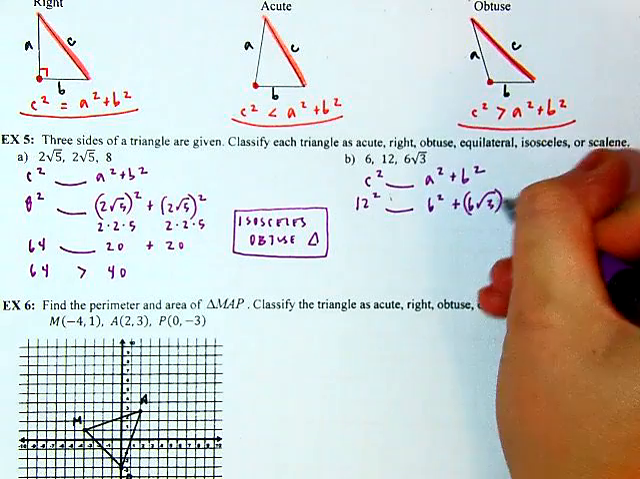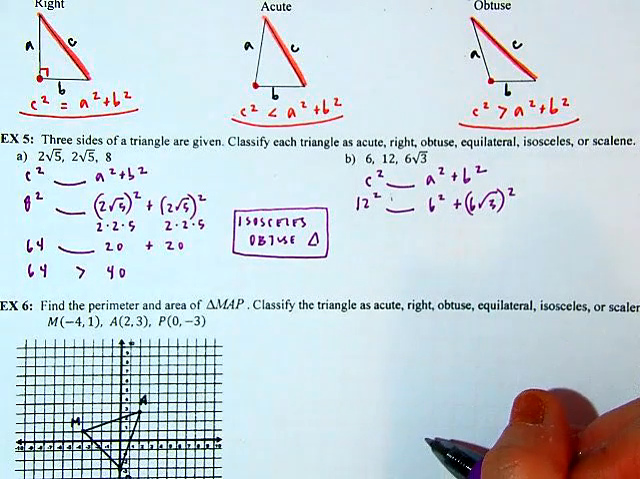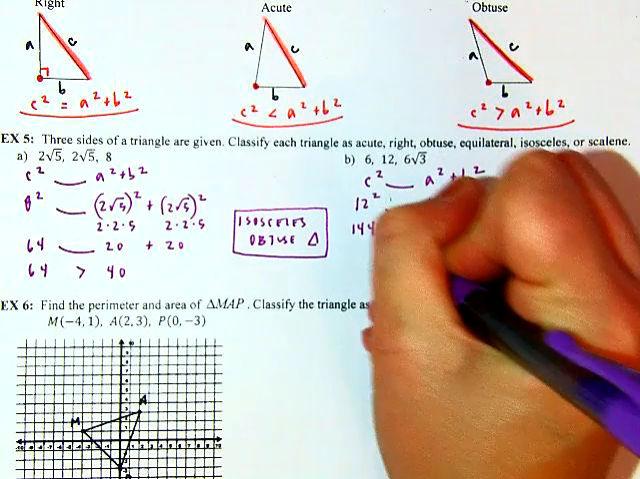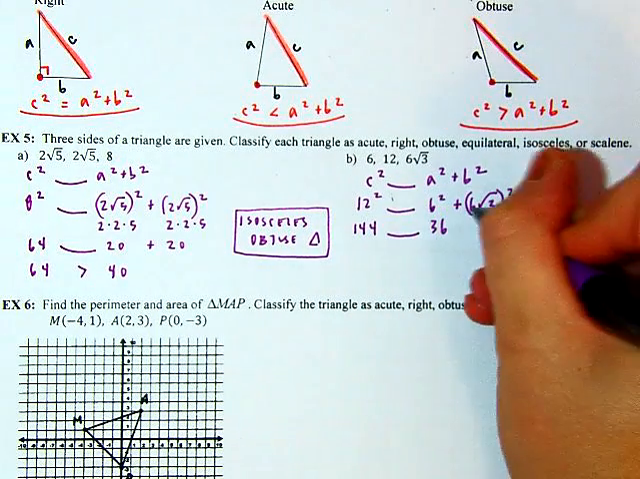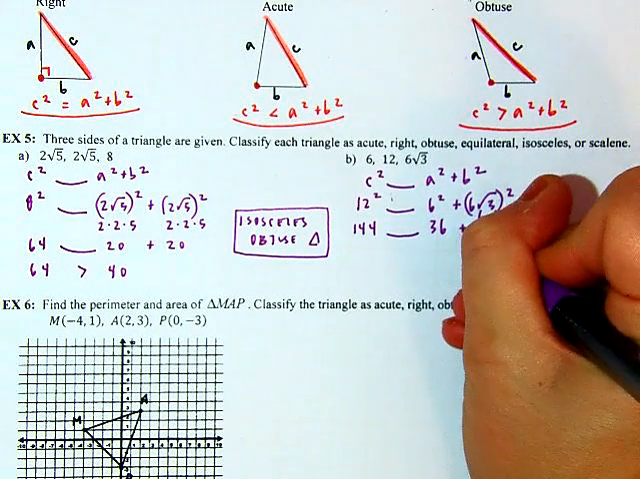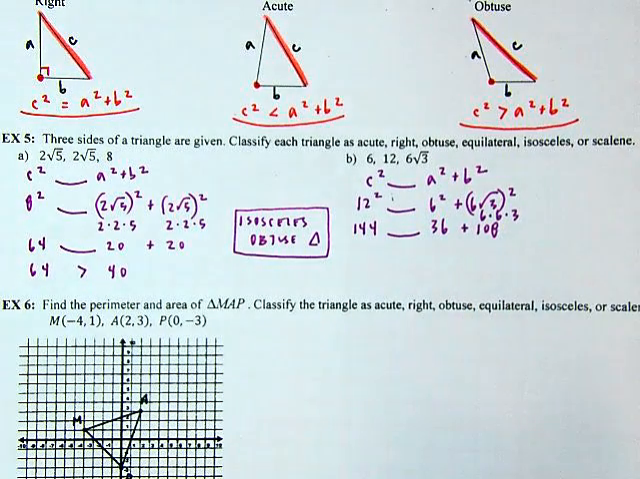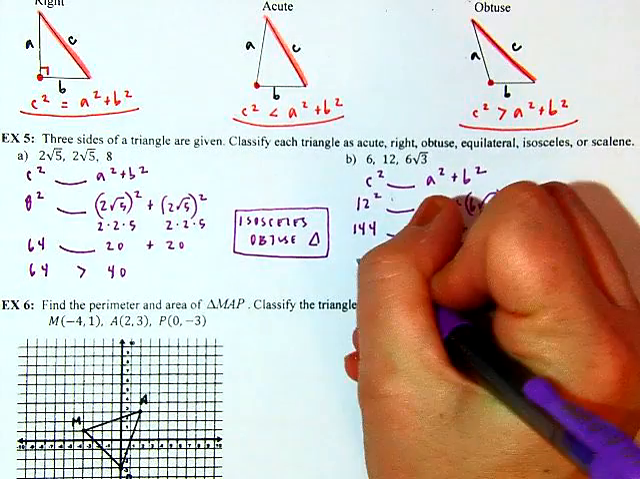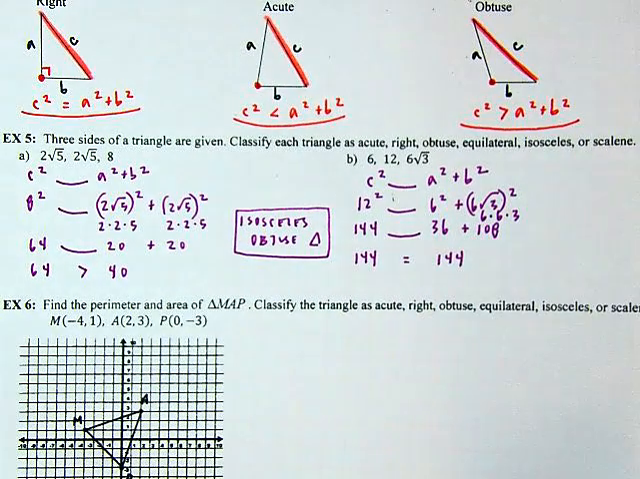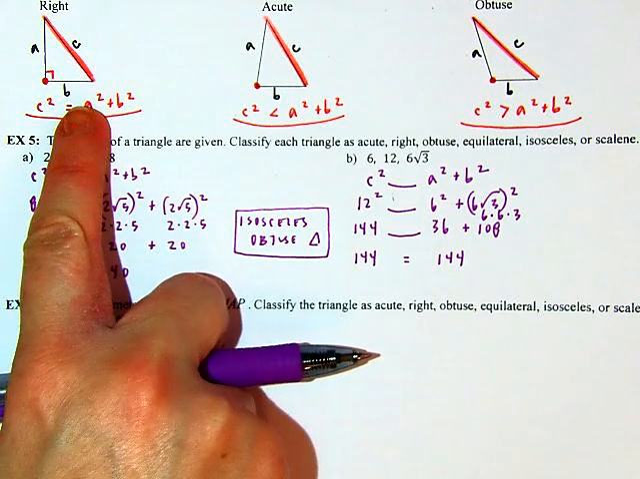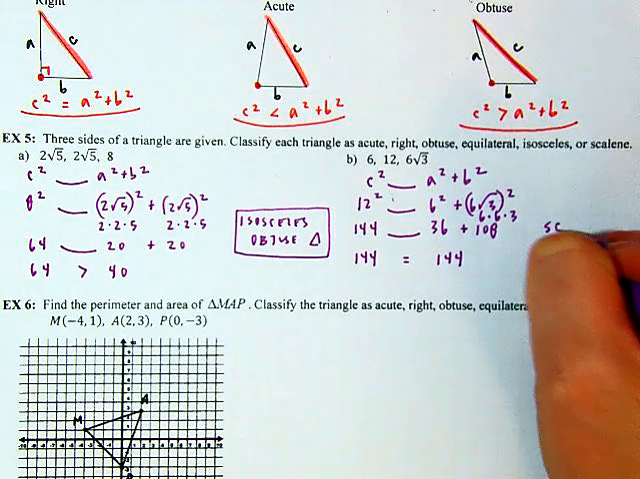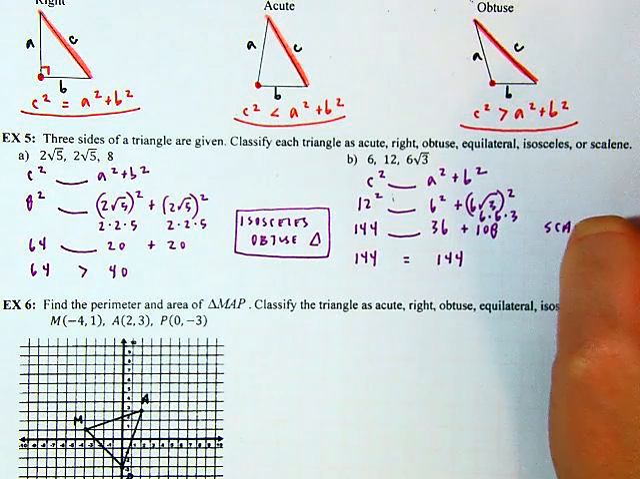It doesn't matter what we call a and b, they're just our other two sides. So here 12 squared is 144, 6 squared is 36, 6 root 3 squared is like saying 6 times 6 times 3, so 108. All right, well, now we get 144 equals 144. So we know then that it's a right triangle, and all three sides are different, so it's also scalene. So I would say scalene and right.